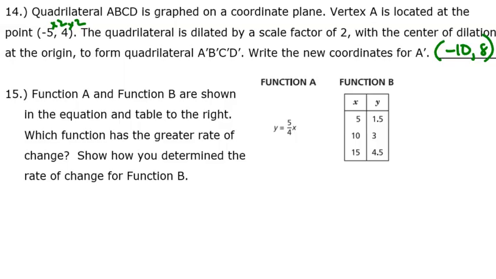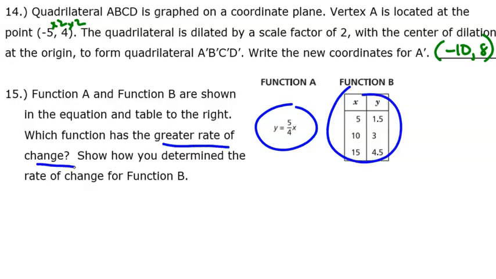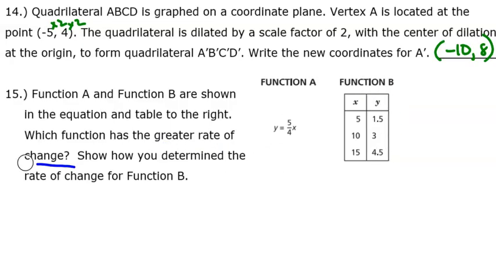Number 15 asks us to compare which function has a greater rate of change. And it asks you to show how you determined your answer. I don't have to do any work for A, which is why it doesn't say to do any work. Because all you have to do is look with your eyes at the coefficient of x. So the slope here is 5/4. And if I used my calculator to divide 5 by 4, I would get 1.25.